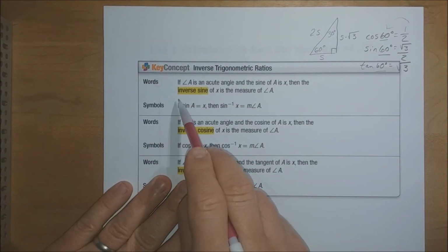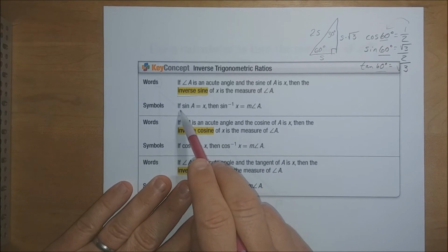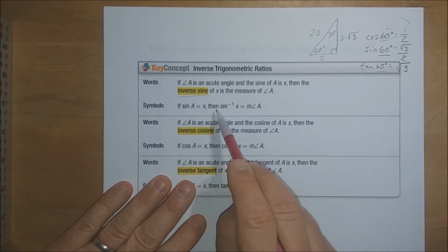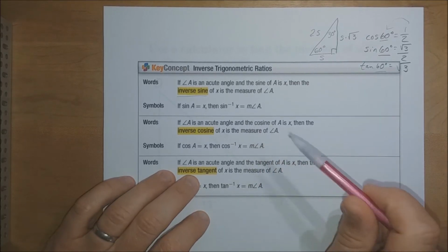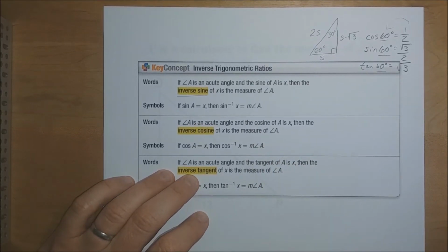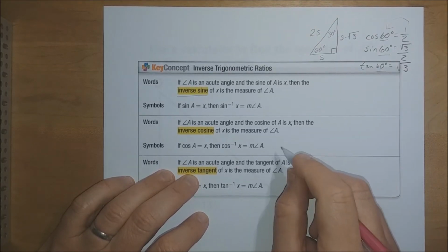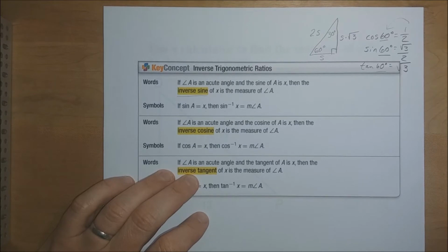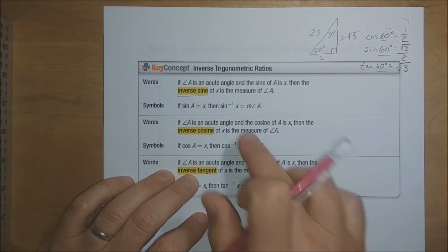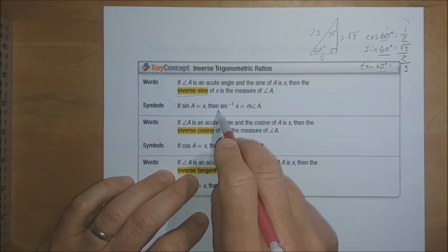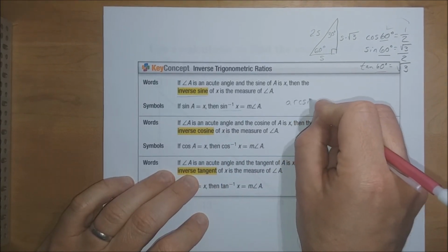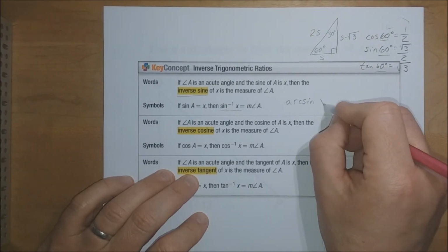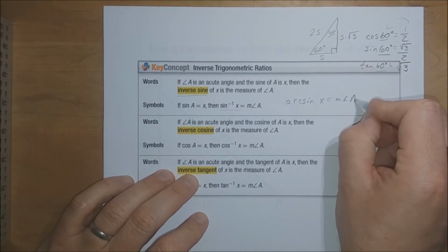Let's talk inverse sine first. If the sine of angle A equals x, then the inverse sine of x is the measure of angle A. And one thing, this is a little bit archaic, but I'm going to tell you about it anyway because it might be helpful, and you're probably going to see it somewhere in a text along the line. When I was your age, this was written as arcsine. Arcsine x equals the measure of angle A.